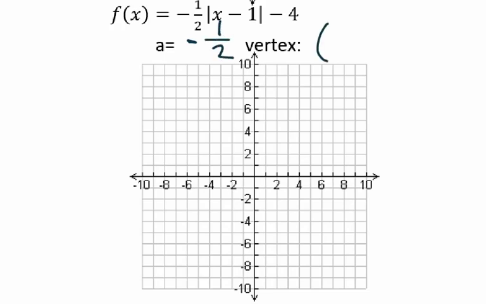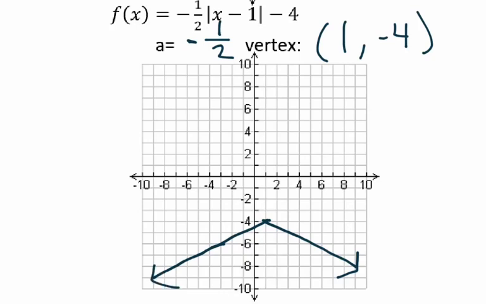So our vertex is going to be at 1, -4, and that's where I'm going to start plotting. And on the right-hand side, I'm going to have a slope of -1/2. So if I draw my line with a slope of -1/2, and then on the left-hand side, it's going to end up having a slope of +1/2. So it's going to look like this.